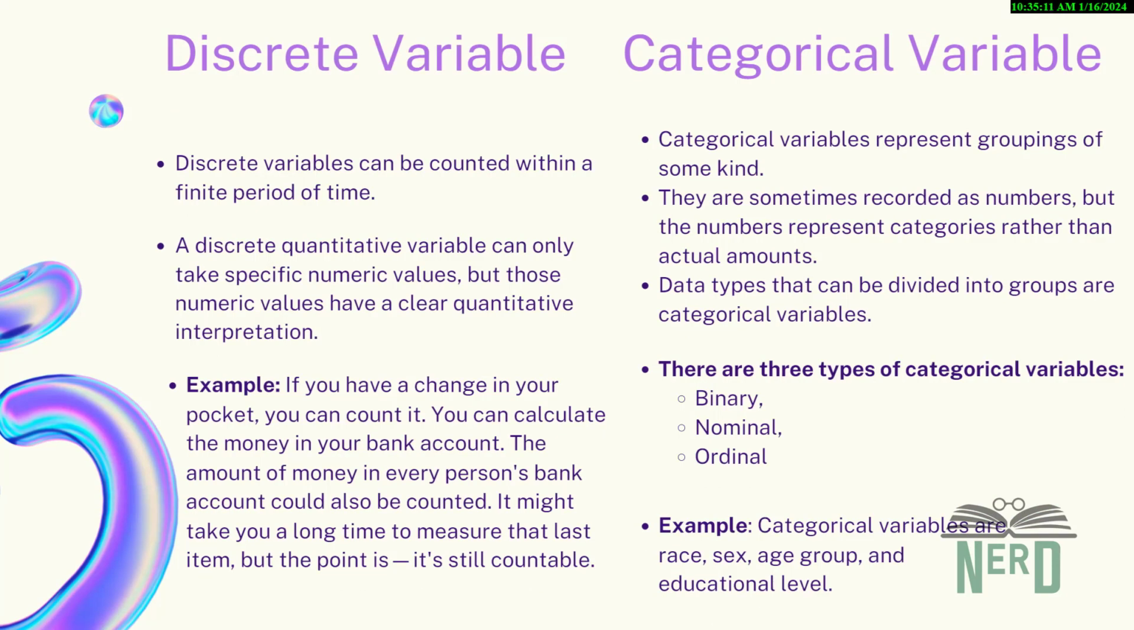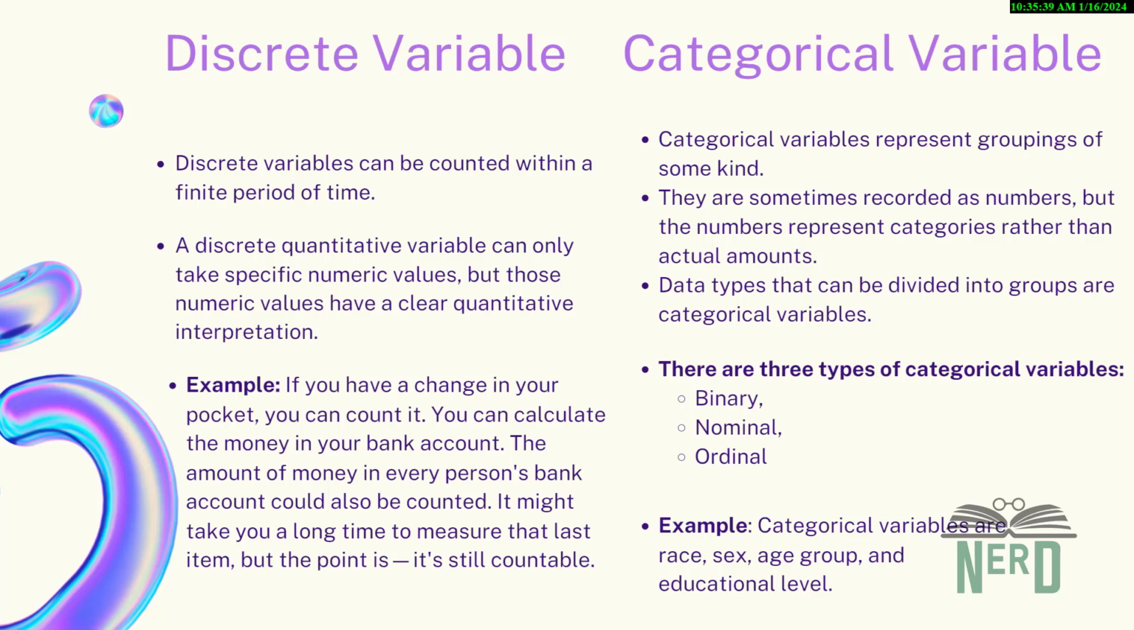So let me tell you about the discrete variable. Imagine you have got some change in your pocket and you can count each coin, right? That's what a discrete variable is like. It's a type of data that you can count in a finite amount of time. Think about it like the money in your bank account. Whether it's a few bucks or a million, you can count it up, right?